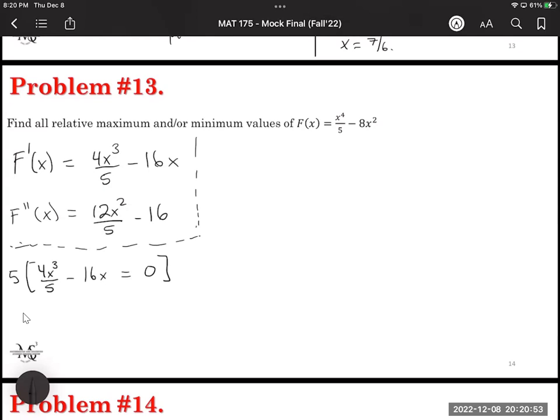Okay, so yes, the 5s were canceling out, so you have 4x cubed. Then what's 5 times negative 16x? 80x, so this will be minus 80x. And 5 times 0 is still 0. So that's good news. We were able to clear out the fraction, the denominator of 5. Now I'm going to factor this. What can I factor out from 4x cubed and the 80x? X. There's more than an x that I could factor.